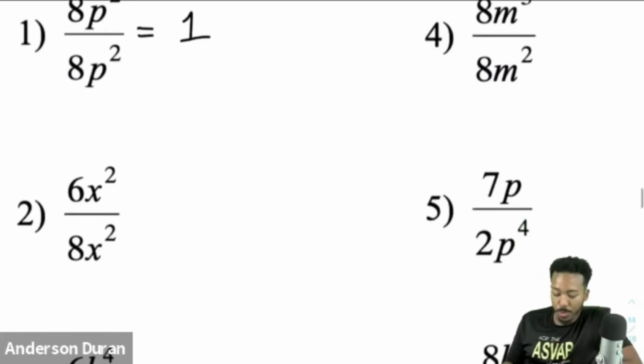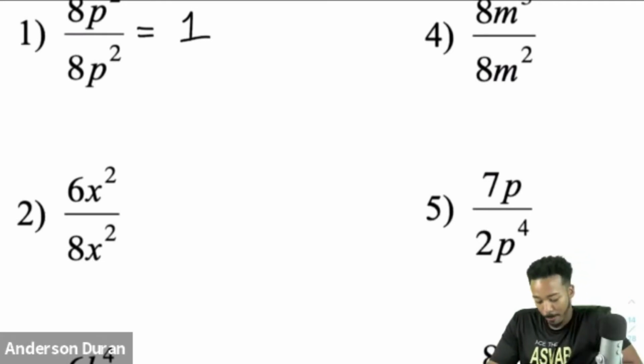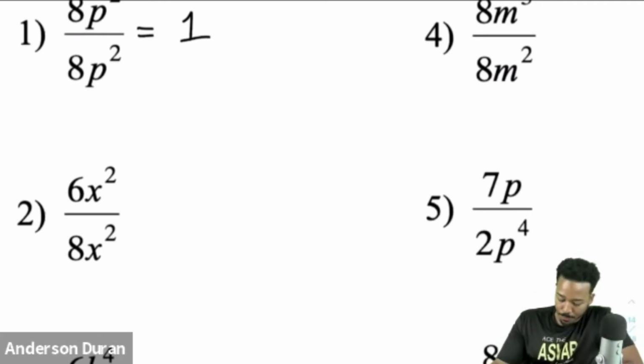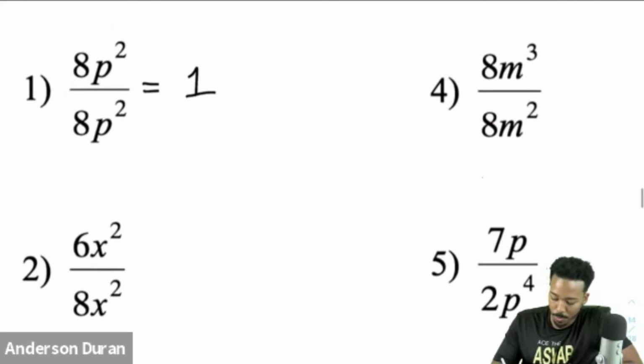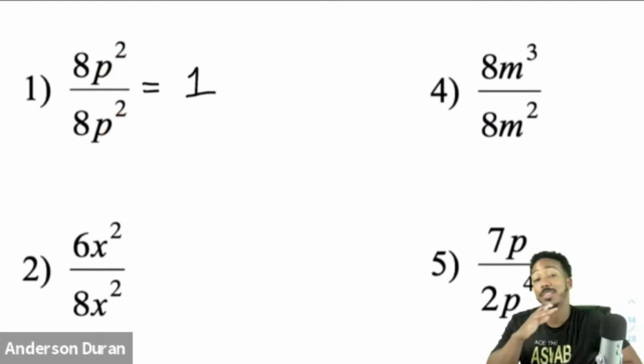So let's move over to number 2. We got 6x squared divided by 8x squared. Okay, let's take care of business here. If we're looking at the 6 and the 8, Frida asks, what about the p? Again, if you have p squared divided by p squared, you have the same thing divided by itself. That's going to be 1. That is the 1 right there.